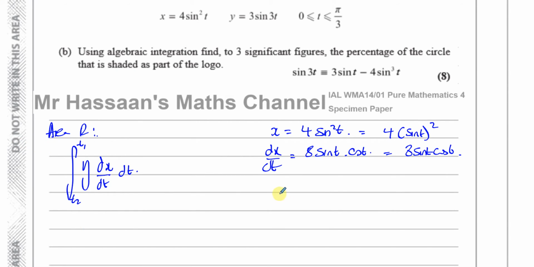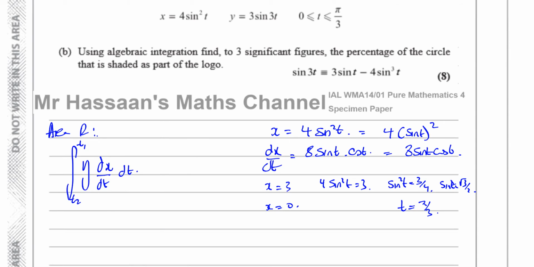We know that we've got x equals 3 and x equals 0, and we've got to find what t is. So we can say 4 sine squared t equals 3, so sine squared t equals 3 over 4, so sine t equals root 3 over 2. Okay, so t is equal to inverse sine of root 3 over 2, which is 60 degrees, pi over 3.